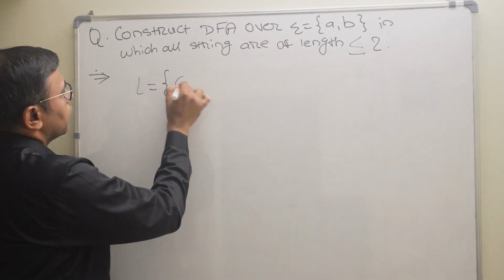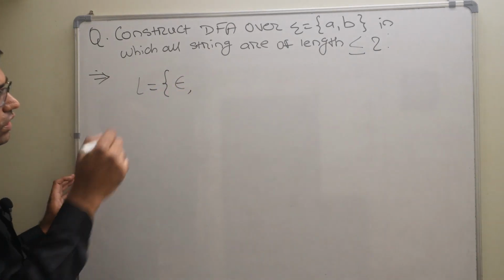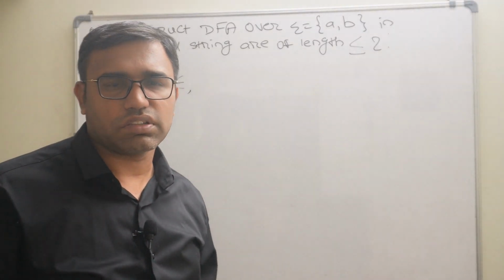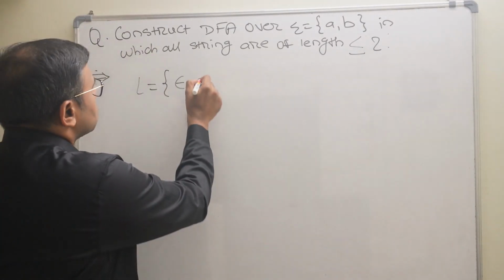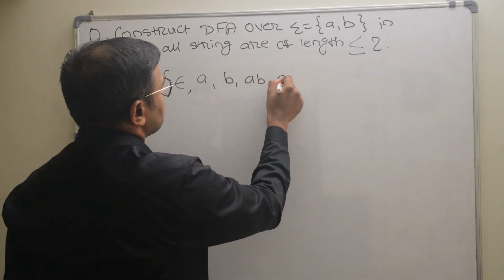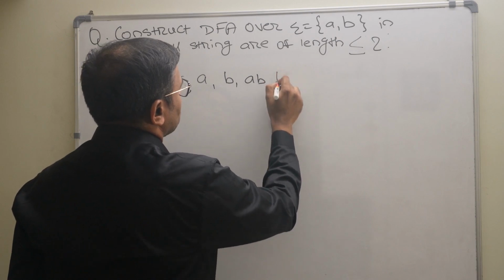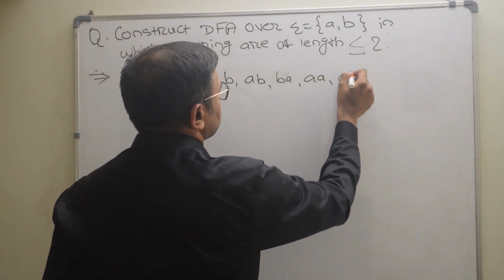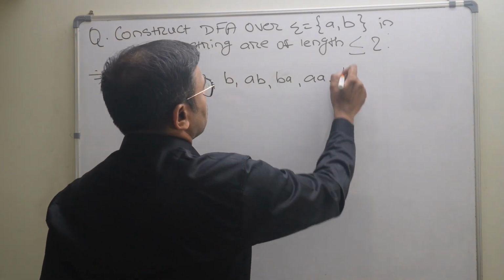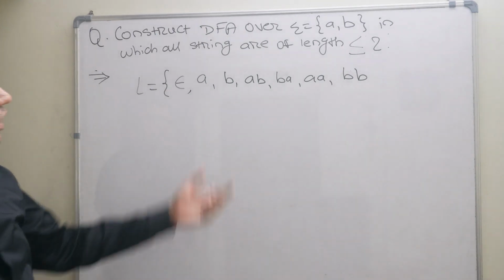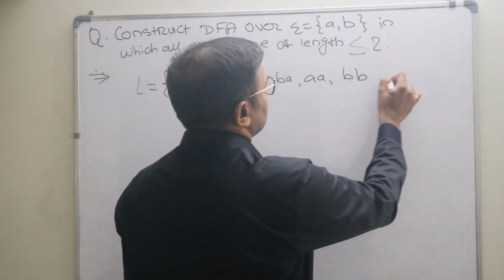First of all, I will write the possible strings here. So the first string can be epsilon, having length less than or equal to 2. There can be a null symbol also, that's why it can accept epsilon also. Single A, single B, AB, then BA, AB is covered, then BB. So these are the strings which have length less than or equal to 2.